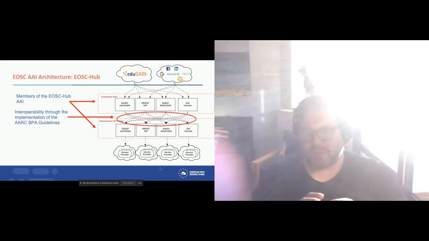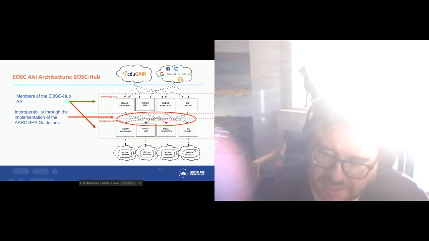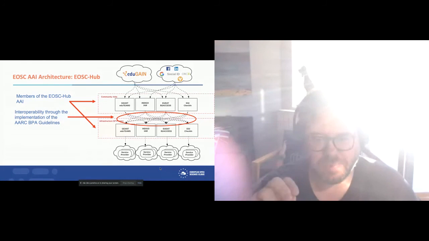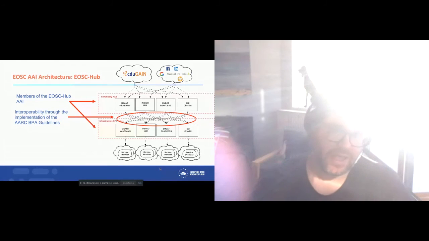Yes. So the interoperability in this layer is ensured by the adherence to the AARC blueprint architecture guidelines, right? All of the participants are members of the EOSC in this scenario, but the relationship is peer-to-peer. So we ensure compatibility from each participant of the AAI, from each platform to each other platform.